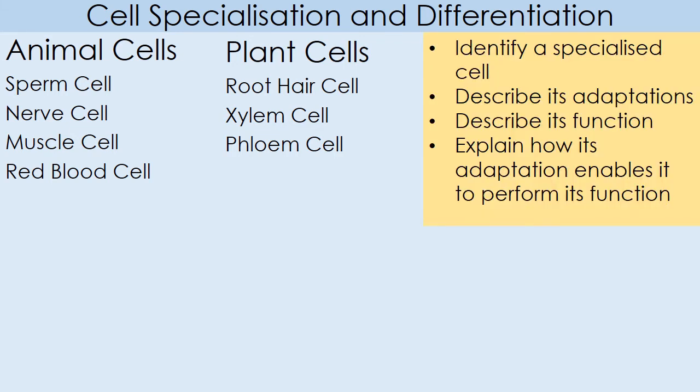Okay, so you may have to identify specialized cells, either from a picture or from a description. You may have to describe its adaptation, which is what I've just done through all of them. Okay, you may need to describe its function as well. Okay, and you will also, especially for those of you doing the higher tier, need to explain how its adaptation enables it to perform its function. So if we're looking at the number of mitochondria as our adaptation, it enables it to perform its function.